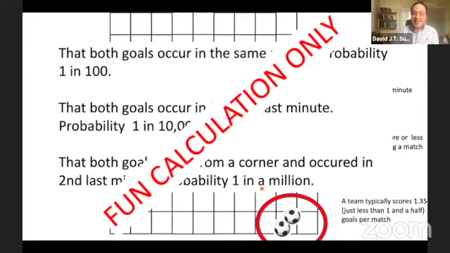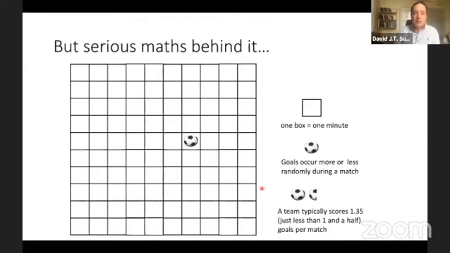Fun calculation. Oh yeah, I forgot, I put that on there. It's the calculation based on if you asked me before the match, but of course after the match, this thing did happen. So it's no longer a 1 in a million chance. It actually happened. So the chance was 100%. But there is serious maths behind it. Oh yes, that we have this.